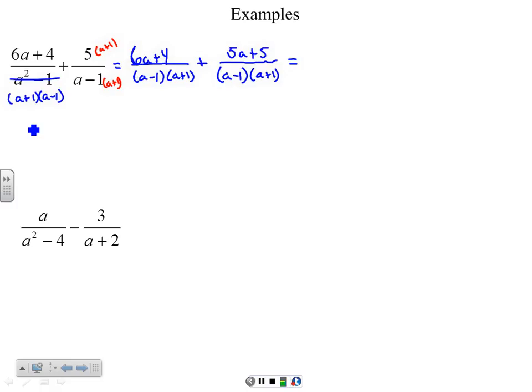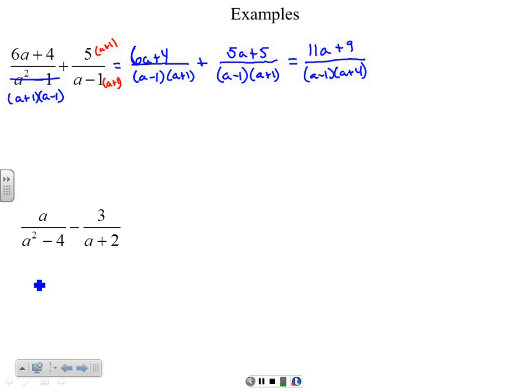So the numerator, we're going to combine that, so we'll have 6a plus 5a, which is going to be 11a, and then 4 and 5, which is going to be 9, over a minus 1 times a plus 1. And the numerator will not factor, which means this will not reduce, so that is going to be your answer.